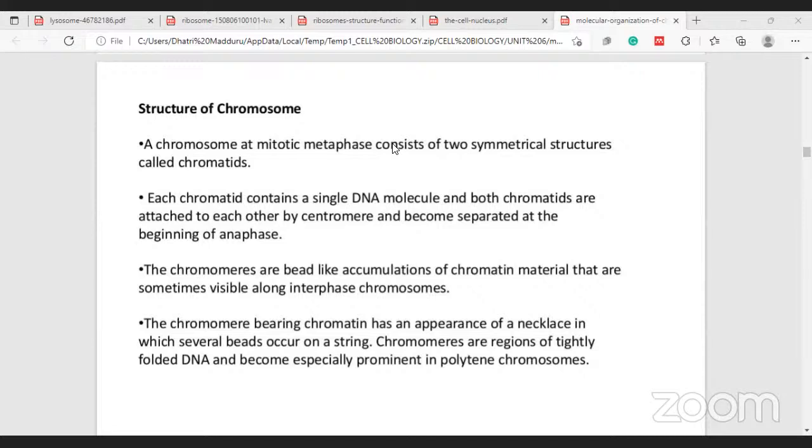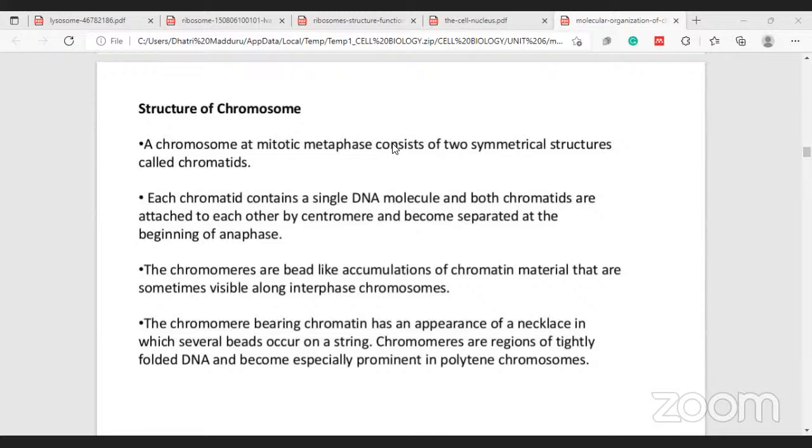Yes, ma'am. Ma'am, then it is like a thread-like structure only, no, ma'am? That means there is no condensation in interphase. In interphase there is no condensation. That means there is no role of histone. Sorry, your voice is breaking. There is no role of histone. No. In interphase, there is no packing itself. So histone proteins don't play an important role there.